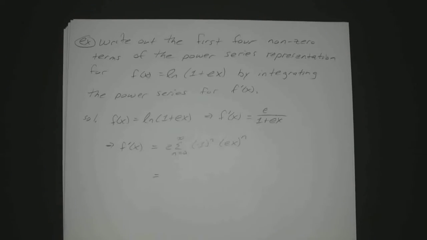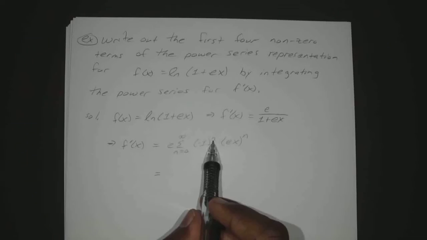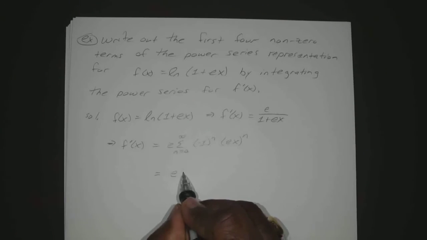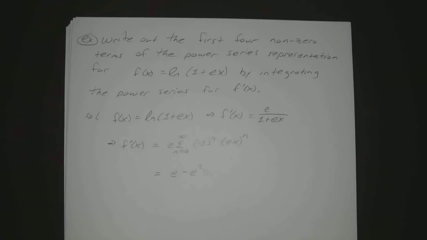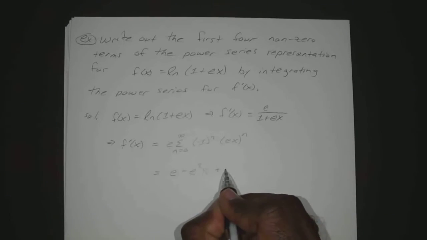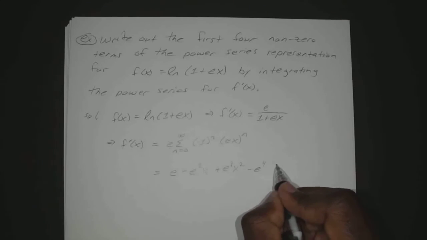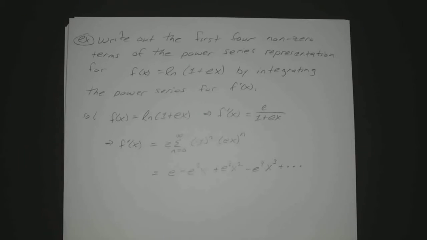Okay. So we know that's going to equal, if we plug in 0, you have e to the 0, so you have 1, so you have just e. If you plug in 1, you get negative e squared x, because you have e here, you have e there, you get e squared x. Plus e to the third x squared minus e to the fourth x cubed plus so forth and so on.